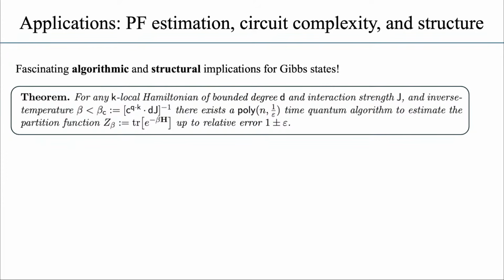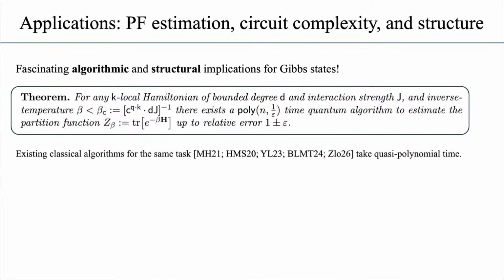What's interesting about this statement is that, to the extent of my knowledge, existing classical algorithms for the same task seem to take quasi-polynomial time. Now, I'd like to emphasize that I am not claiming any form of quantum advantage here. It is my understanding that you could perhaps refine the analyses in these algorithms to get polynomial time. It's just not claimed in those papers.